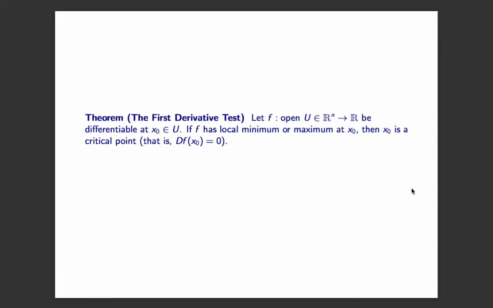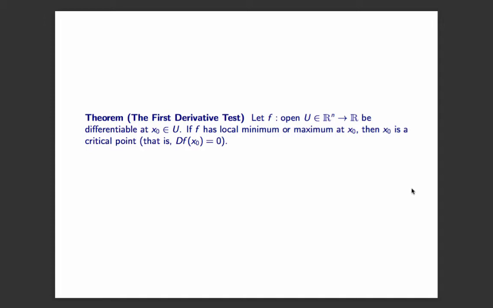The first derivative test. Now, let f map an open set U in Rn to R be differentiable at x naught. If f has a local min or max at x naught, then x naught is a critical point. That is, the derivative is 0. Now, it's important that we understand the direction of implication. If I have a min or max, then the derivative is 0. Now, just because the derivative is 0 does not mean I have a minimum or a maximum.